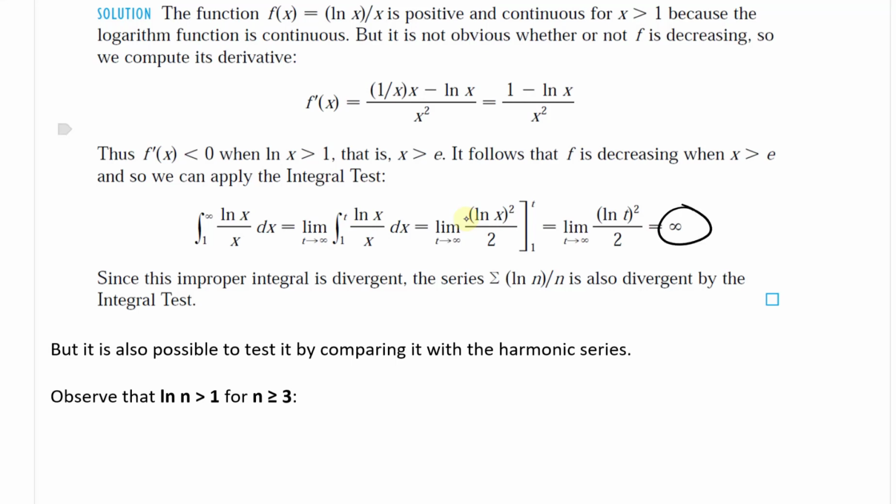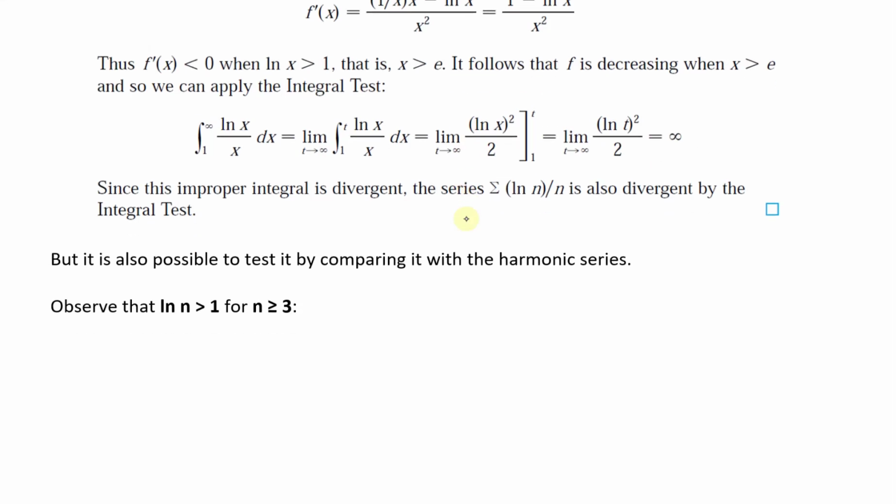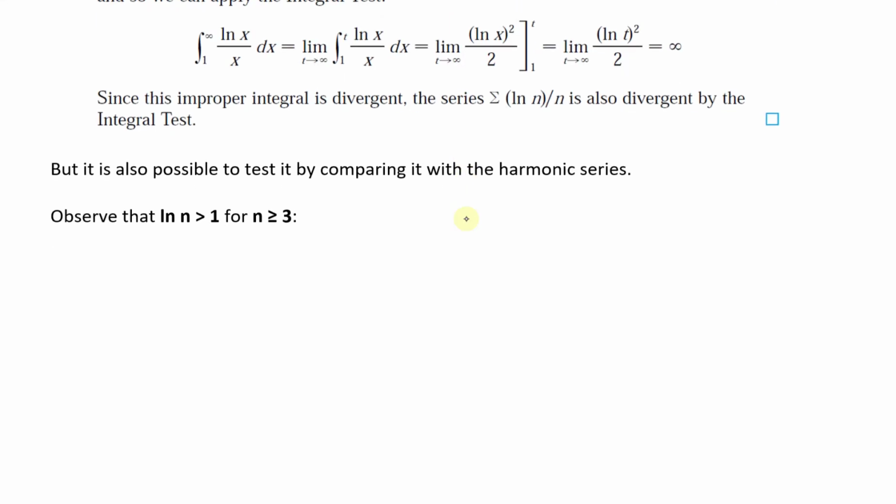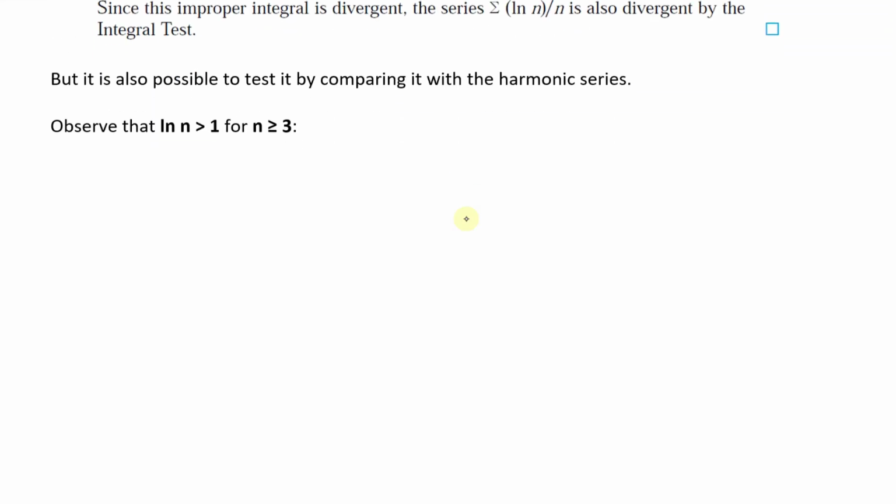Got that it was infinity. Again, make sure to watch that for more detail. But it is also possible to test it by comparing it with the harmonic series, where p equals 1, or the p series. It's a harmonic series, a special case of the p series where p equals 1.